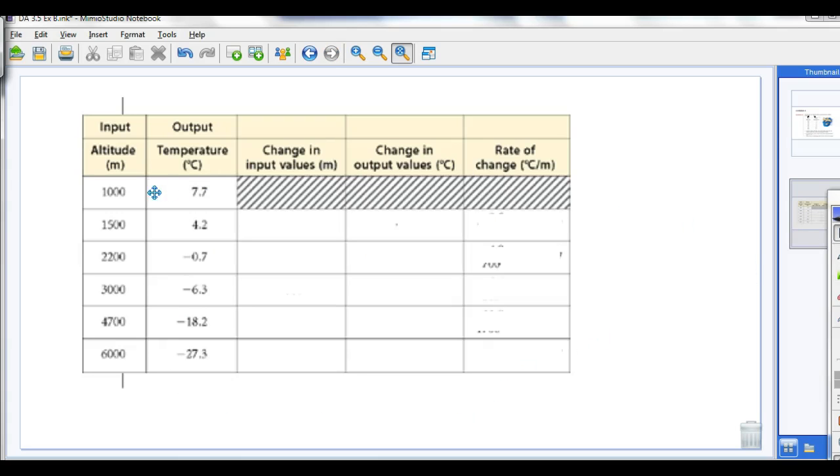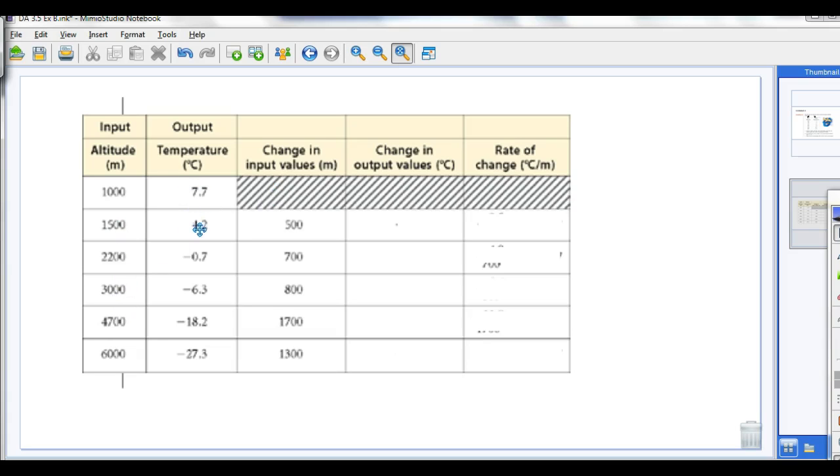So if I'm going from 1,000 to 1,500, how much am I changing in altitude? Well, that would be 500. How much am I changing from 1,500 to 2,200? That's 700. From 2,200 to 3,000 is 800. From 3,000 to 4,700, that's 1,700, and from 4,700 to 6,000, that's 1,300. So we're just saying, how much did I go up?